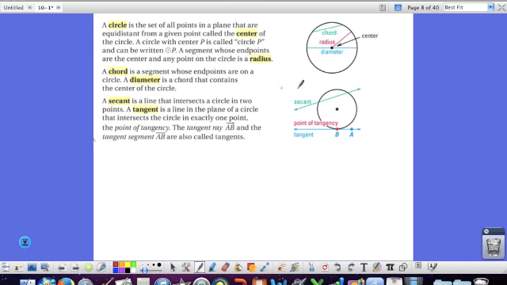A secant is a line that intersects a circle in 2 points. So if it's a segment here, just highlight that, that's a chord. But if they draw it with arrows and make it a line, it's a secant when it goes through 2 points. A tangent is a line in a plane of a circle that intersects the circle in exactly 1 point, called the point of tangency. A tangent ray AB and the tangent segment AB are also called tangents.